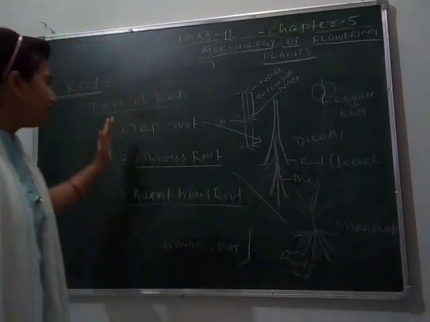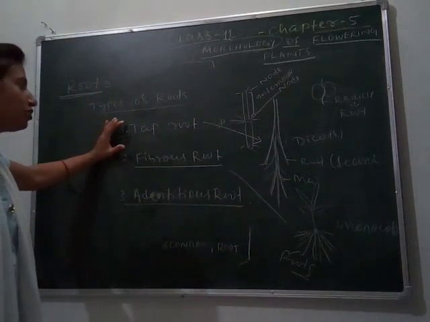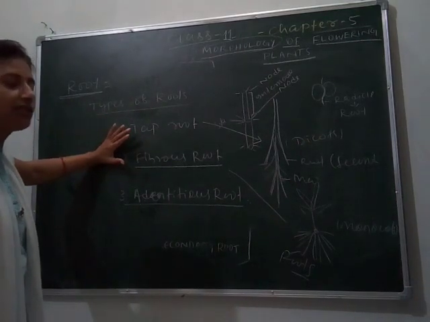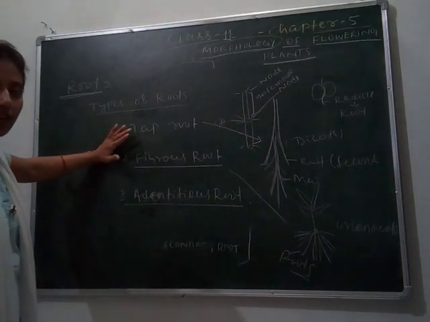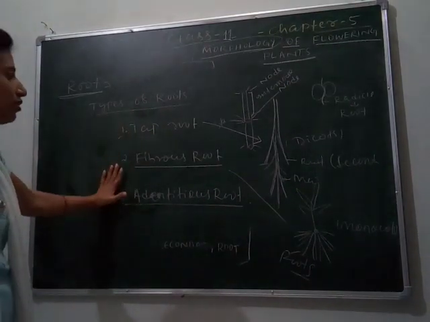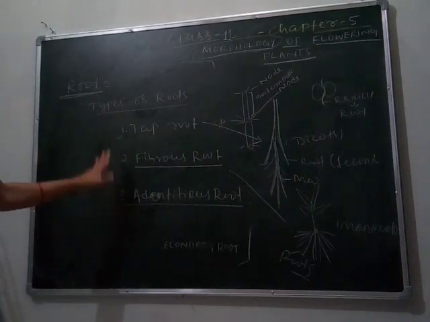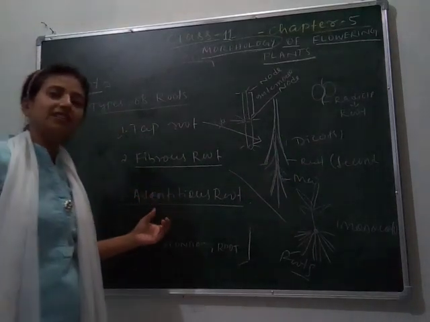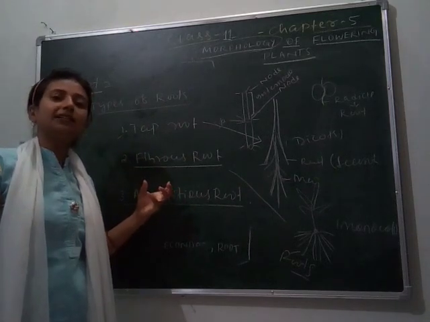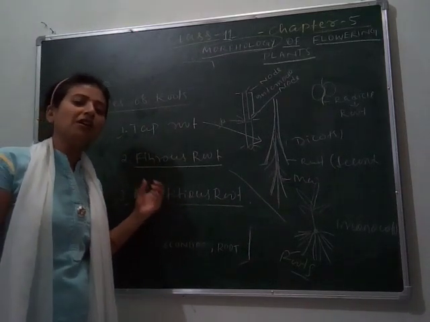So here we studied three different types of roots. One is the tap root, which is seen in dicots. Another is the fibrous root, which is seen in monocots or in species of the grass family. Next, your adventitious root, in which the roots arise other than from the radicle, which means either from the stem or any other part of the plant.